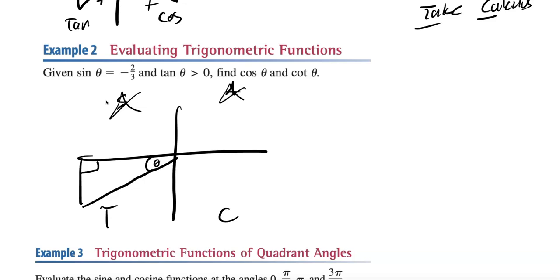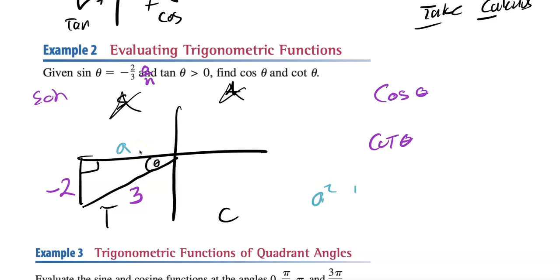And what else do we know? It's sine, SOHCAHTOA. Opposite over hypotenuse. Opposite should be -2. Hypotenuse should be 3. I've got to find cosine and cotan. Well, I need the adjacent side to find cosine. So we're going to have to do the Pythagorean theorem.